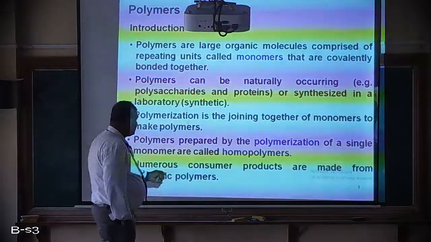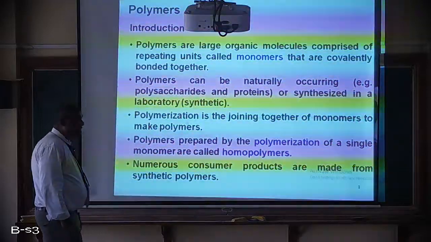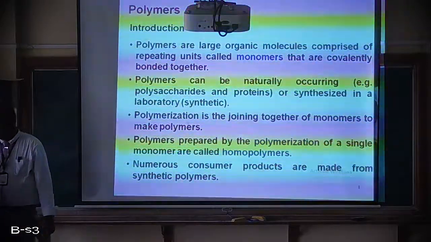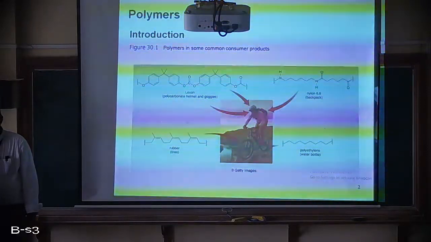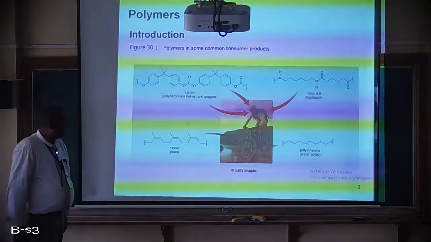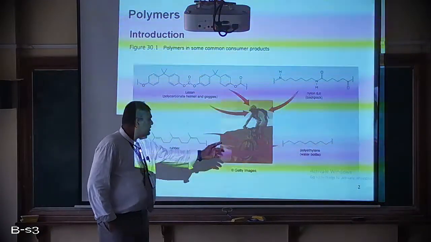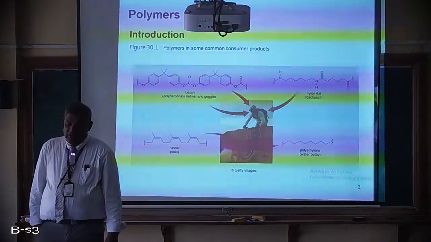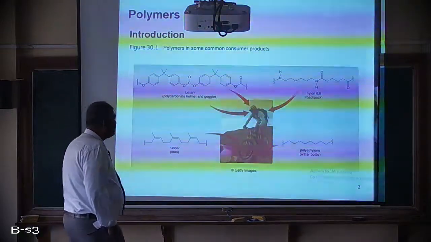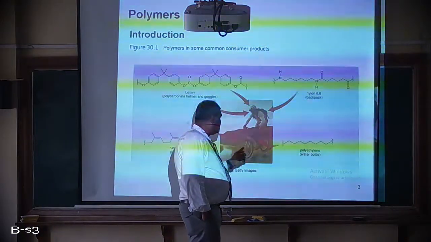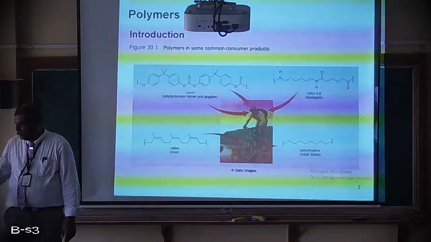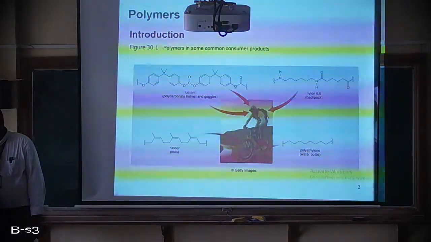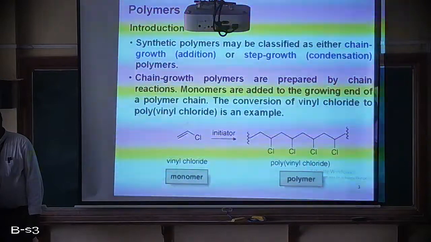So numerous consumer products are made from synthetic polymers. Now we can see this entire cycle is made up of polymer except these spokes. The rest are polymers only, and the weight of this is hardly around 1.2 kgs.